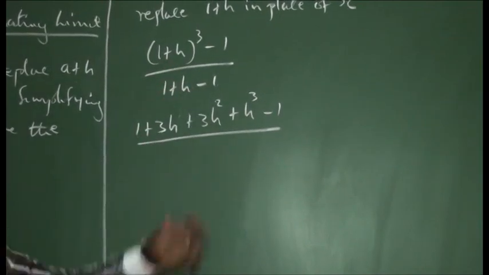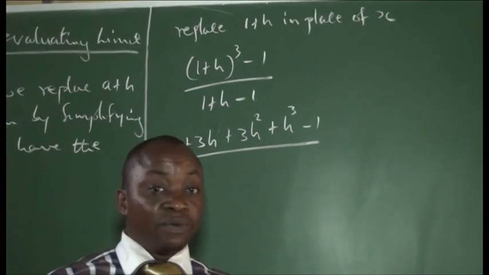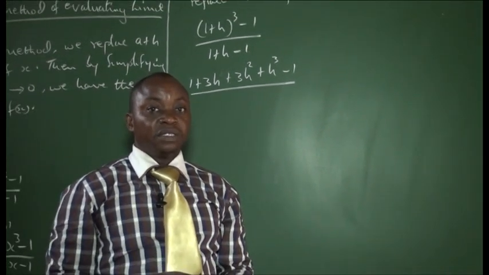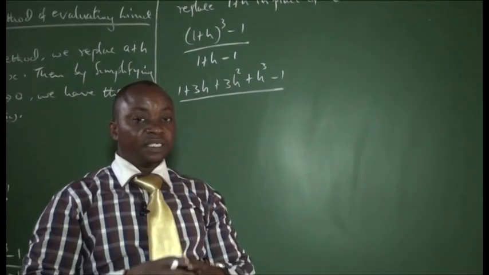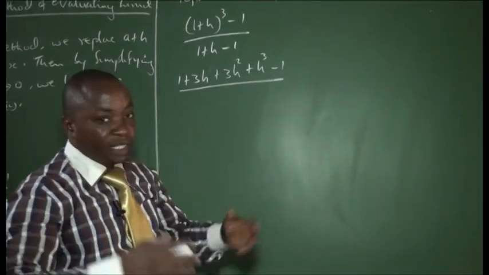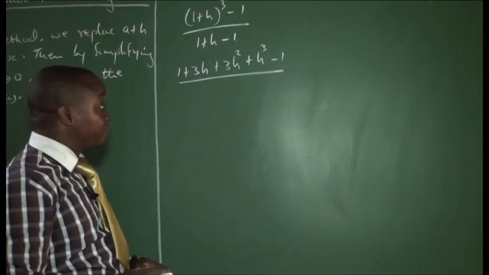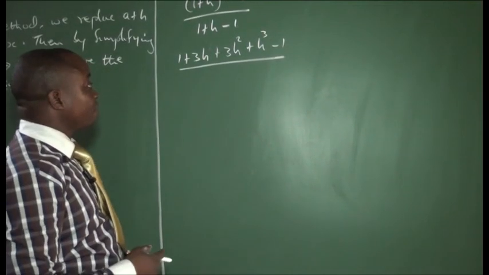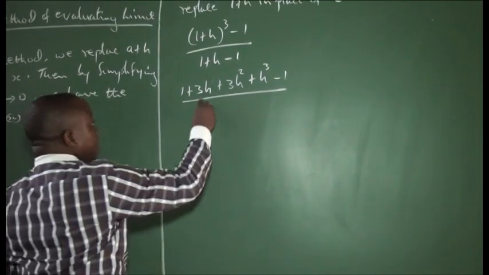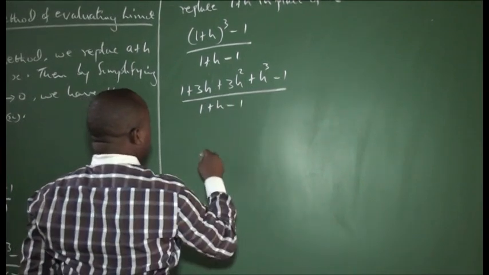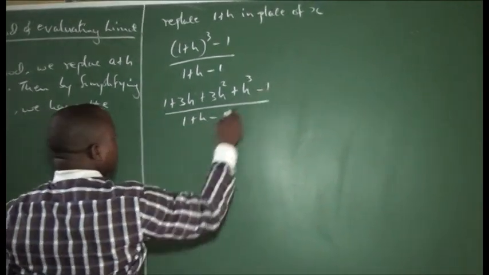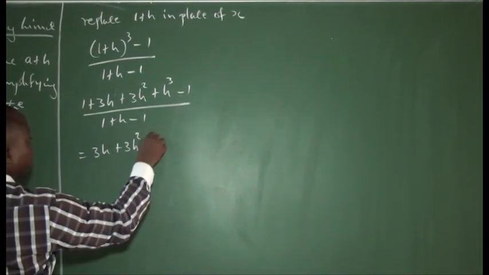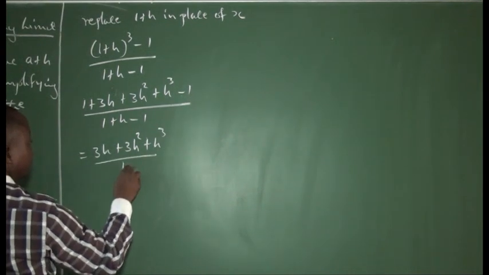This is binomial expansion. If you know binomial expansion, or you can watch our lectures on algebra and trigonometry, where we talk about binomial expansion, you can see the properties there and you can expand, even though it's raised to power 20, you don't have a problem with it. So this is the expansion. Now, the denominator gives us 1 plus h minus 1, then 1 minus 1 goes. So we have 3h plus 3h squared plus h cubed over h.